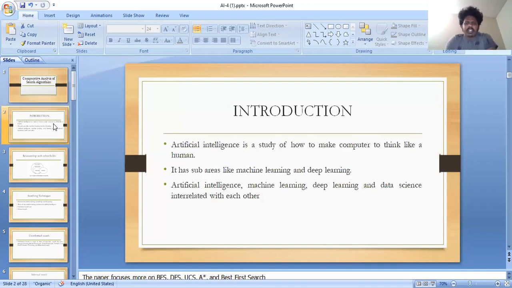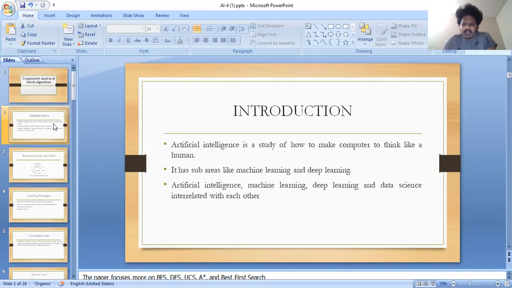Coming to the introduction, artificial intelligence is the study of how to make a computer think like a human. It has sub areas like machine learning and deep learning. Nowadays, artificial intelligence is used in many ways.